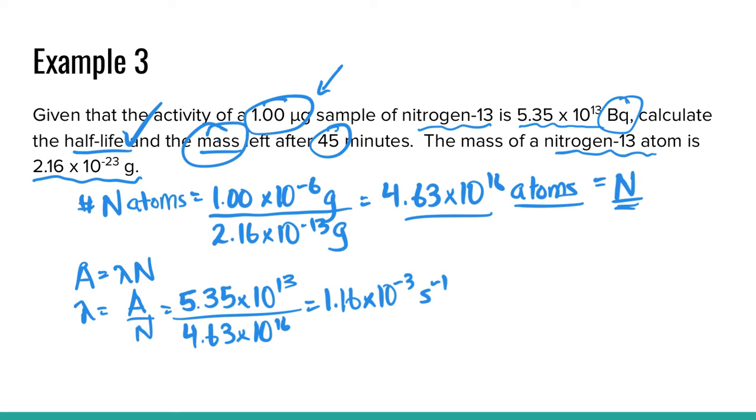Now we need to know the mass left after 45 minutes. So it can be easiest to start with finding our percentage first. So let's do that. And then we can use our percentage to find our mass. So e to the negative lambda t, so our lambda is 1.16 times 10 to the minus 3. And then our time, 45 minutes. We're multiplying that by 60 in order to get seconds. And so that's going to be 2,700.